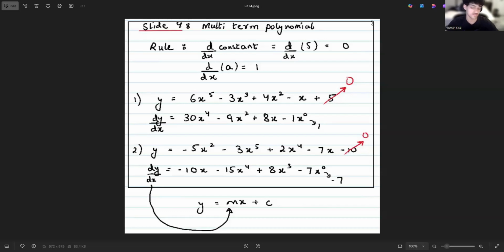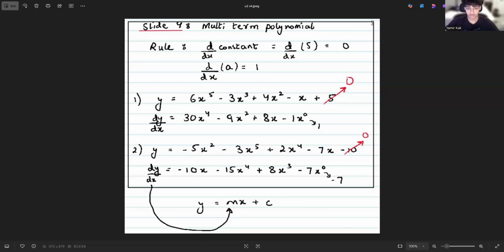And then for example 2, it's the same thing. I'm just giving you guys another example. Negative 5x squared minus 3x to the power of 5 plus 2x^4 minus 7x minus 10. Again, we use the power rule, and at the end we rearrange. For negative 5x squared, we multiply negative 5 by 2 and reduce the exponent by 1. This becomes negative 10x.